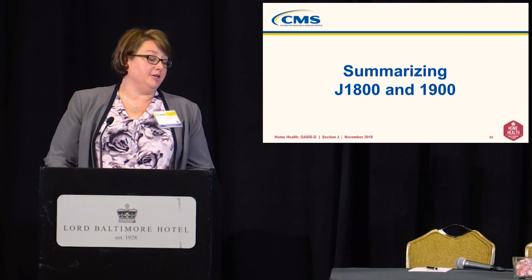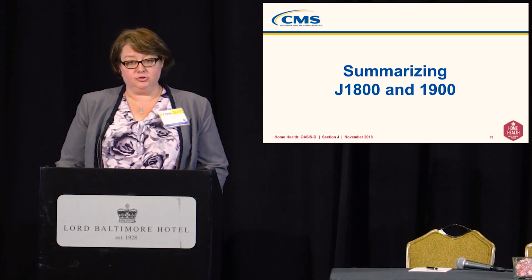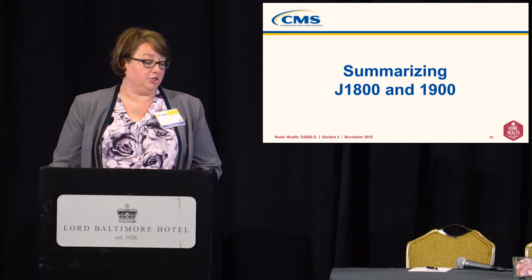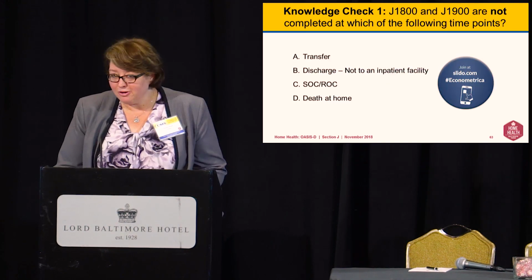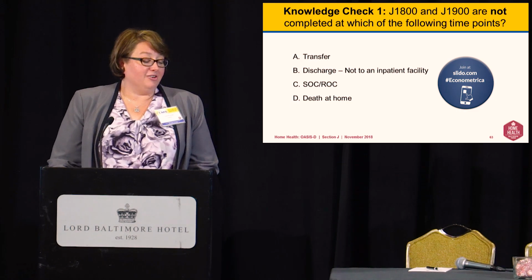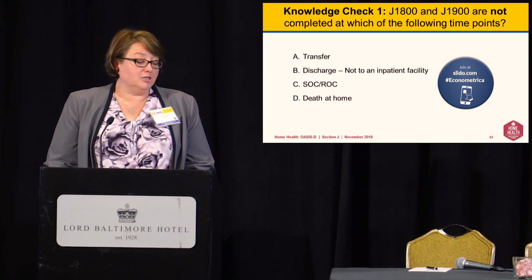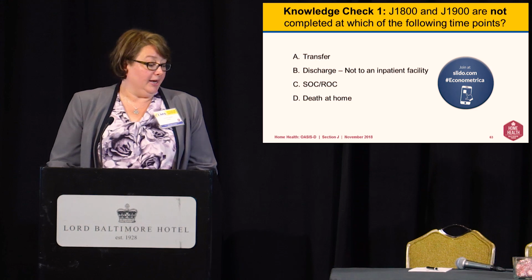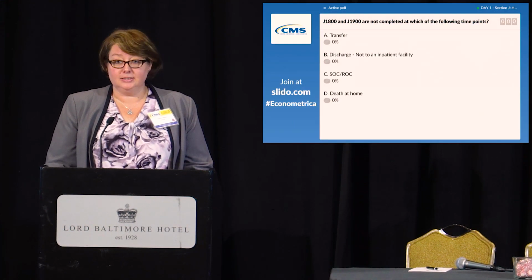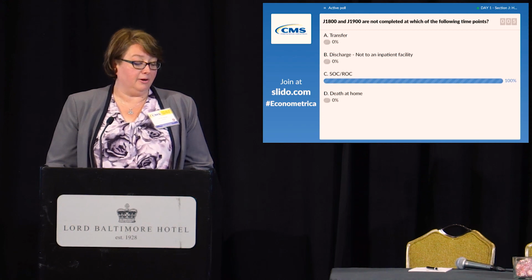So now we're going to summarize J1800 and 1900, more the concepts associated with this. And we're going to do this with a few knowledge checks. So don't put away Slido quite yet. We have a few more things. So J1800 and 1900 are not completed at which of the following time points? Is it A, transfer, B, discharge, not to an inpatient facility, C, SOC ROC, or D, death at home?